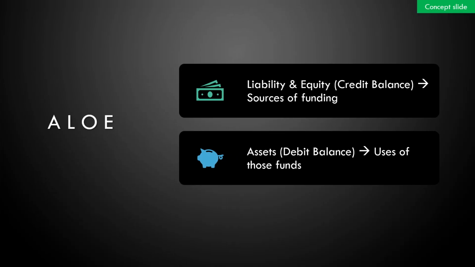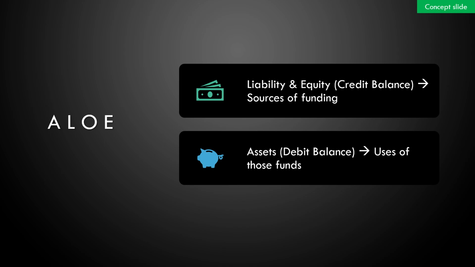For balance sheet, I use the acronym ALO to remember. Assets equals to liabilities plus owner's equity. Liability and equity have credit balances and they refer to sources of funding of an entity. When entities need to raise funds, they either borrow by issuing bonds or raise equity financing by issuing stocks. Assets have debit balances and are essentially how the company uses those funds raised through the issuance of stocks and bonds.